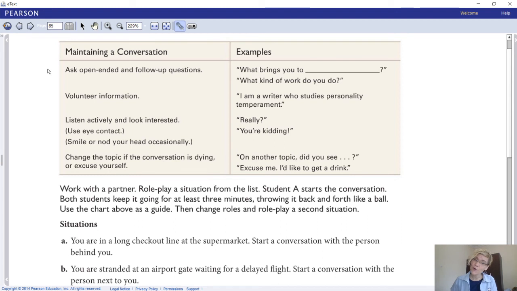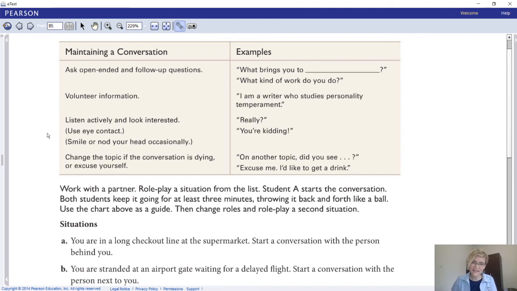So you've got to ask open-ended questions and follow-up questions, like, "Hey, what brings you to...?" or "What kind of work do you do?" Those are not yes-or-no questions, you know? Or you volunteer information. For instance, you say, "I'm a writer who studies personality temperament. What about you?" That works too.